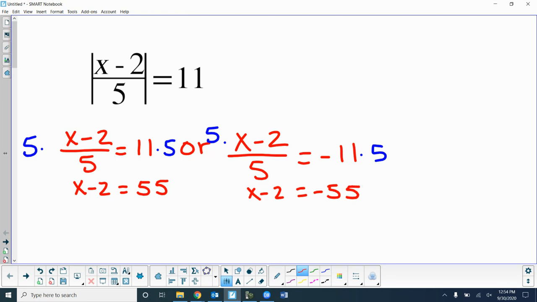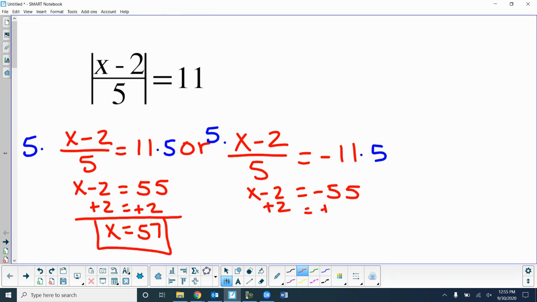And then all we got to do is add 2 to both sides to solve for x. So one answer is 57. And the other answer is negative 53. Both of those numbers, if I plug into this original and then take the absolute value, we'll get 11. Okay, so remember there's two answers to those types of problems. Okay?